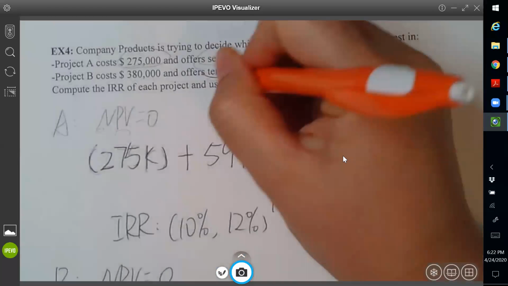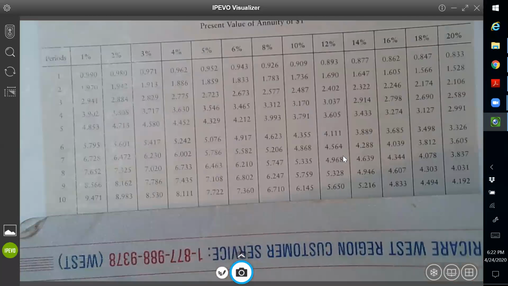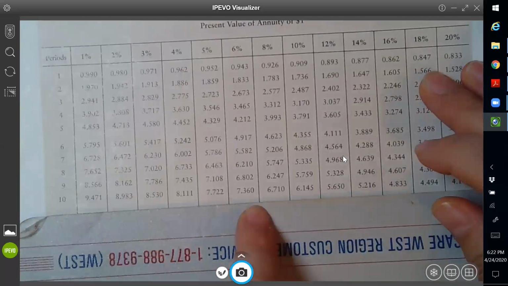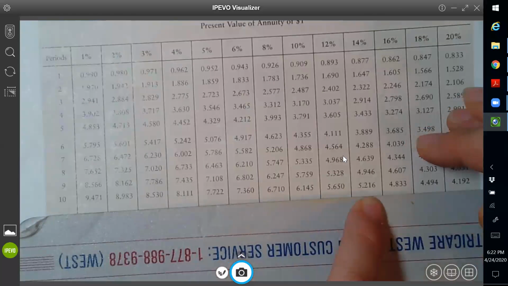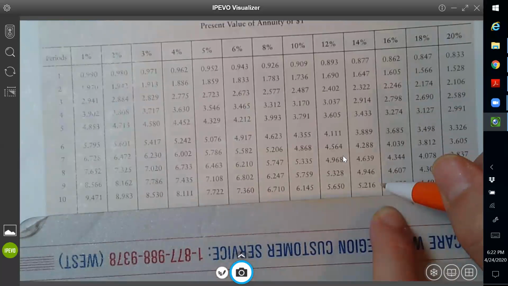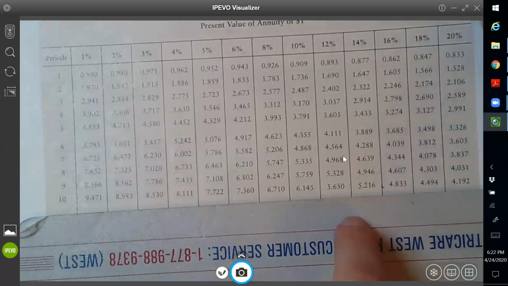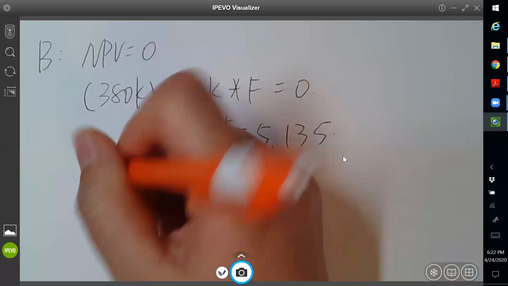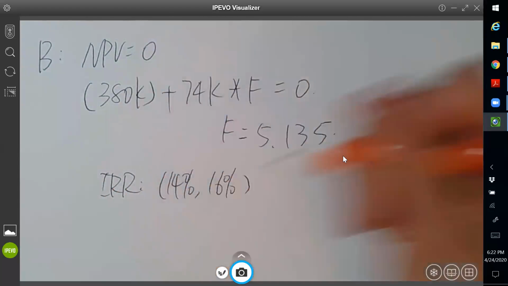We look at the 10 years, 5.135. Something between here, right? 5.2 and 4.8. 5.1 is very close to 14%. But it's 14% to 16%. So we got our IRR between 14% and 16%.